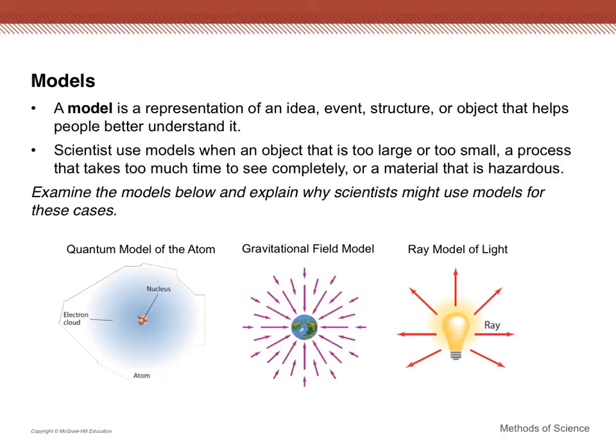Some examples of models are listed below here. We have the quantum model of an atom. Well, we can't actually see that. That's really, really small and hard to see. So we create a model to represent what's going on. Same thing for the gravitational field of the Earth. Once again, very, very big scale, and so it's hard for us to see that point of view, so we create a model. And then looking at the ray model of light, this just shows how photons may go out in a linear path or a gradient path, and the model helps represent what the photons are doing when we see light.